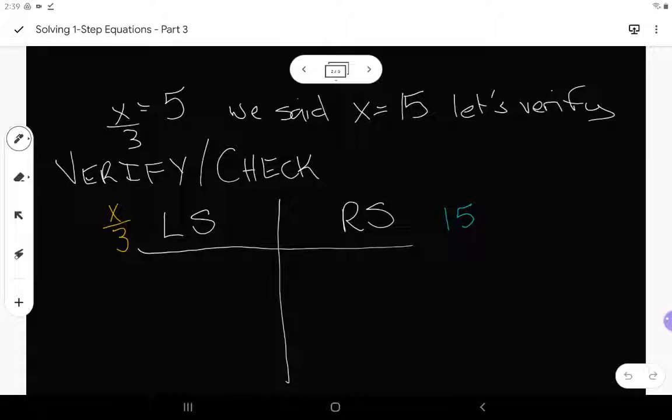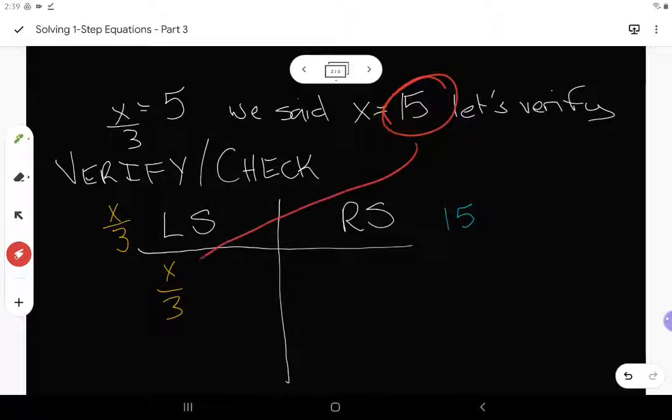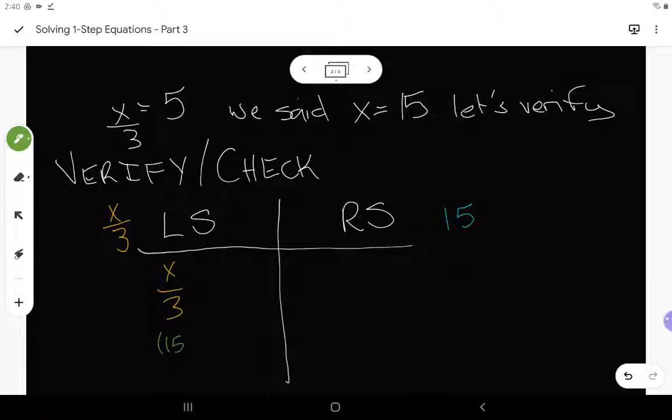So we said that some number divided by 3 should be 5. The left-hand side was that x divided by 3, or some number divided by 3. And what I'm going to do is, instead of x, I'm going to take this 15 and substitute it in and change x to be 15. So it's now 15 over 3. And I kind of have that as a fraction. Well, if I put that fraction into lowest terms, 15 divided by 3 is 5. I get 5 over 1. Well, that's really just 5.